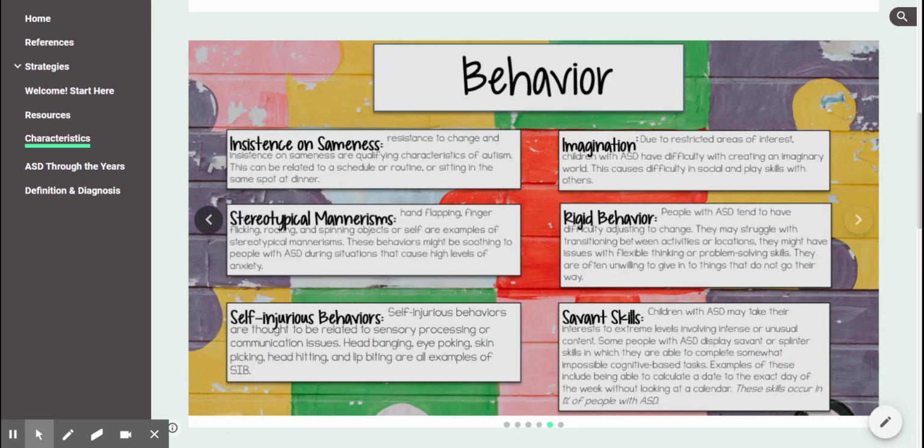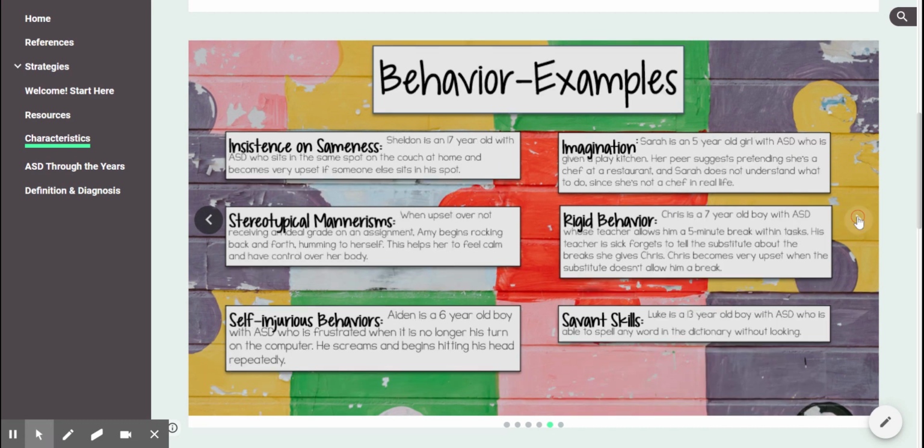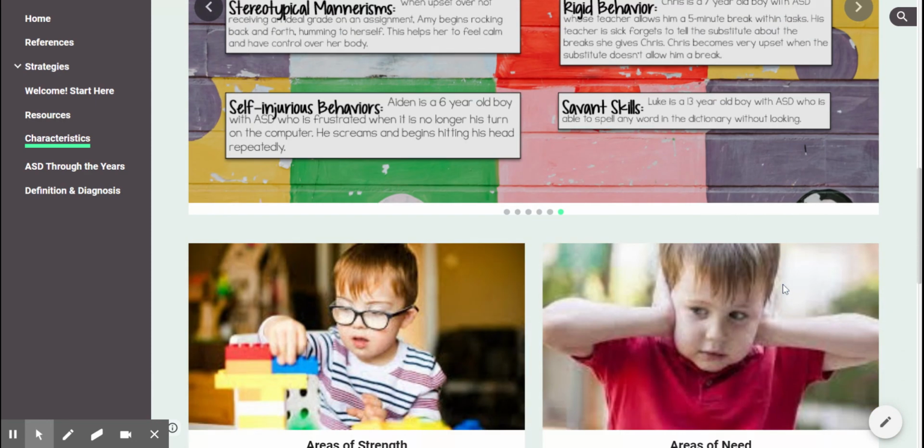And behavior, which also falls under social, is that they might insist on sameness. They might have stereotypical mannerisms such as hand flapping or finger flicking. They might display self-injurious behaviors. They might struggle having an imagination. They might appear rigid, and they might have some savant skills as well. And then there's some examples of what that might look like.